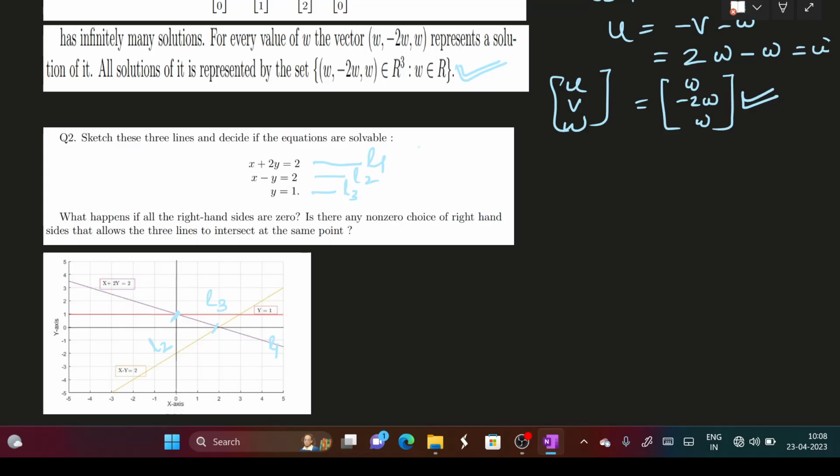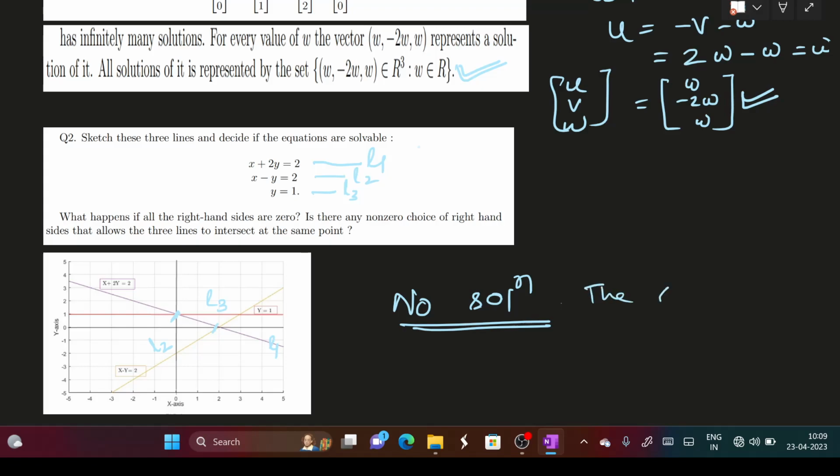So now one can observe properly that these three lines do not have any common point. There exists no point which satisfies all the three equations. Hence, this system of equations does not have any solution. No solution exists. The first part of the question is whether the system of equations is solvable. The answer is no, it is not solvable.